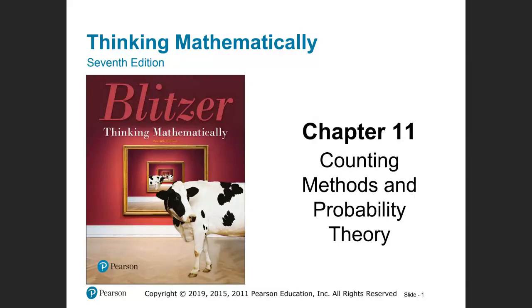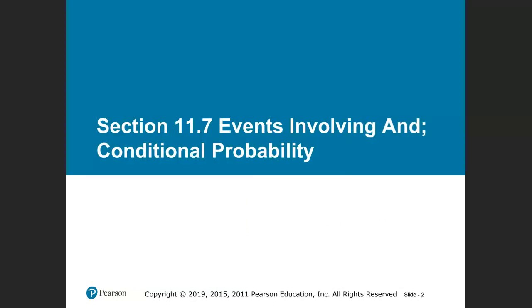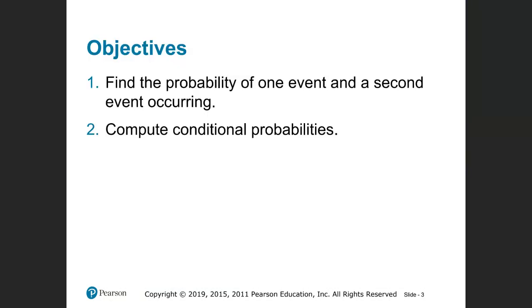Nearing the end of Chapter 11, Counting Methods and Probability Theory. This section is on events involving "and" and conditional probability. Objectives: find the probability of one event and a second event occurring. Compute conditional probabilities.